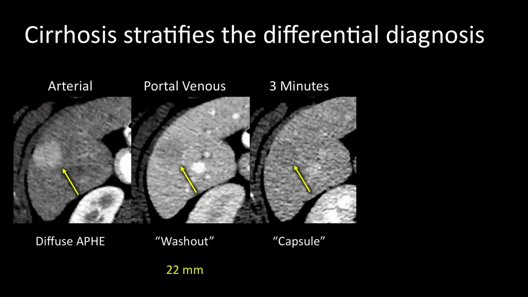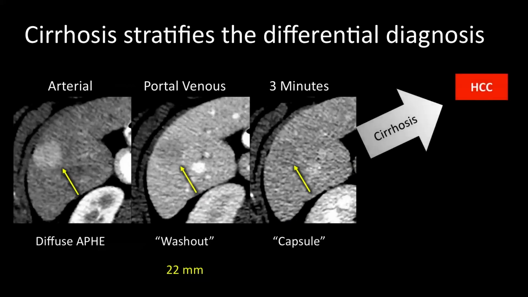So the question is, what is this lesion? Well, if this patient has cirrhosis, there's only one thing this can be, and that's hepatocellular carcinoma, because this is the classic imaging appearance of HCC, and someone with cirrhosis is at high risk for HCC, so the classic appearance of a lesion in someone at high risk for that lesion is that lesion. What if the patient doesn't have cirrhosis?